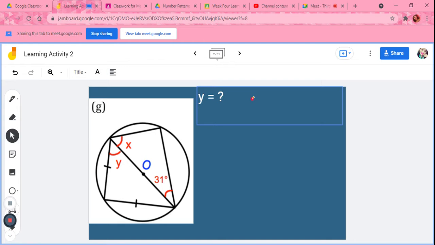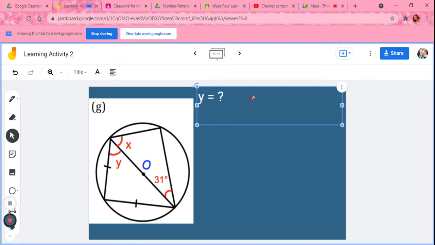It has 2 equal sides. Very good. Now, because it has 2 equal sides, then I know that the Y and the other one right here are going to be equal to each other, right? Yes. Very good.